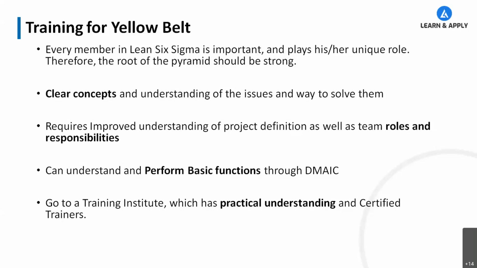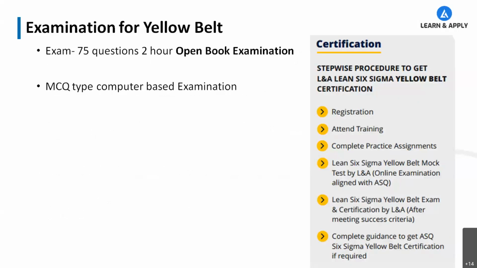And the examination is for certification. For yellow belt, it requires passing an examination of 75 questions. Time is 2 hours, and it's an open book examination. The questions are MCQ type. A computer-based examination is there, and it will cover the basic understanding of DMAIC methodology. So this is the approach. This is the step-by-step procedure to go for the yellow belt certification.